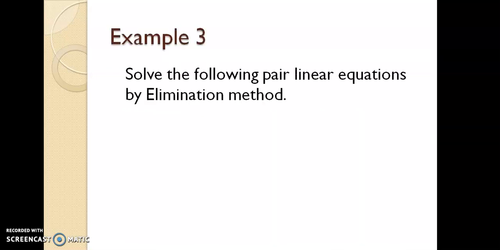Right. Look at the next example. That is the next example under the elimination method. Okay, substitution method over. So how to solve a pair of linear equations using the elimination method? So look at this example. Solve the following pair of linear equations by elimination method. This question we have already solved using the substitution method. And how can we solve the same thing using the elimination method? Right. So look at the solution video now.